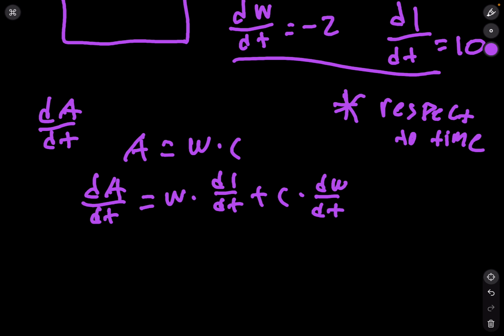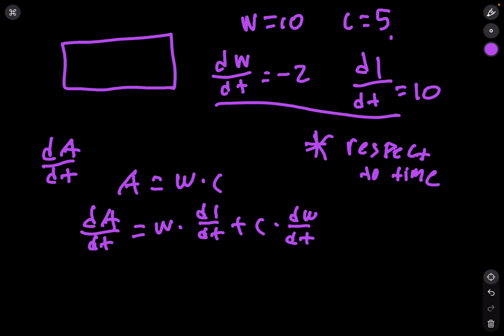Essentially, what I just did was the product rule, because width and length are both variables. Since they're not constant, you have to take the derivative of both of them. So essentially, we have the width times the change of the length plus the length times the change of the width. From here, you can just plug everything in.